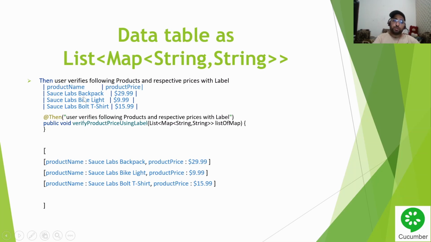So in this case we'll be creating this step, user verifies following products and respective prices with labels. And if you notice here, we are passing a list of map of string comma string, right? So this is how it will look. Product name, Sauce Labs Backpack. This is the first map entry. This is a key for the first map, and this is the value. This is a key of the second map and its respective value. This is another key of the second map and its respective value. Likewise, this is the data for the third map, right?